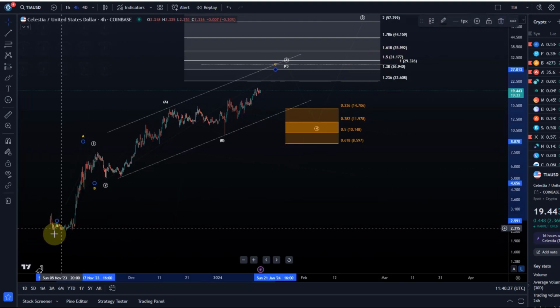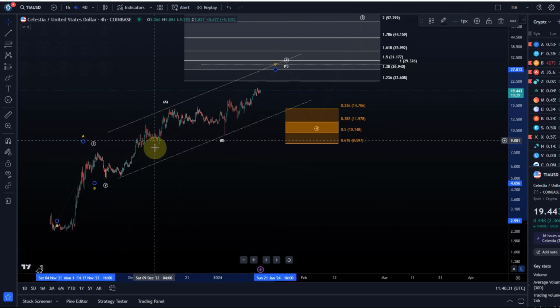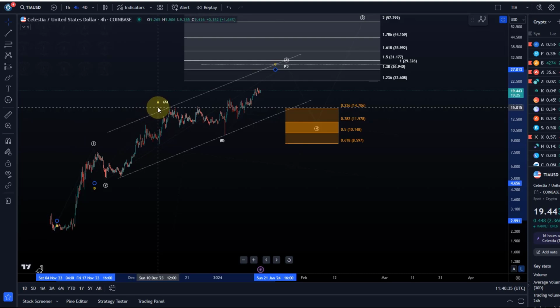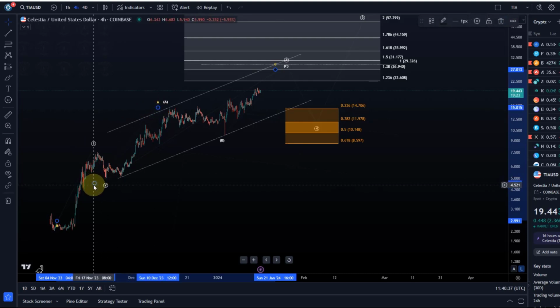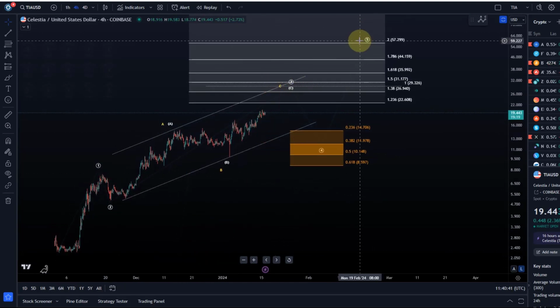In the yellow one, we're dealing with a larger ABC structure to the upside. To be honest, it might even morph at some point. Could be that all of this is the A wave, and this is going to be the B wave. Actually, it fits a little bit better. But even then, the C wave would move up higher, quite aggressively, potentially.